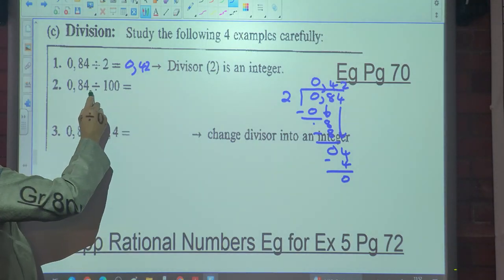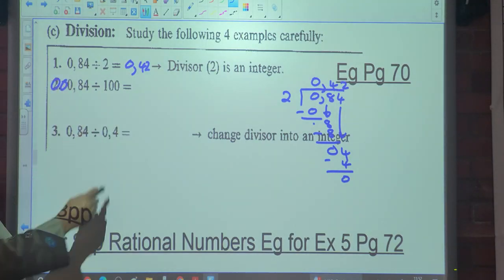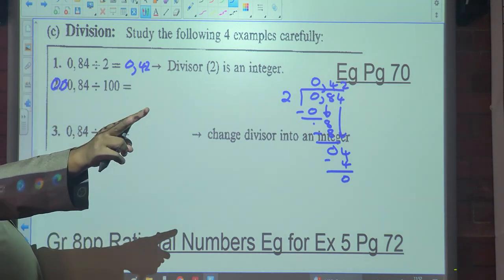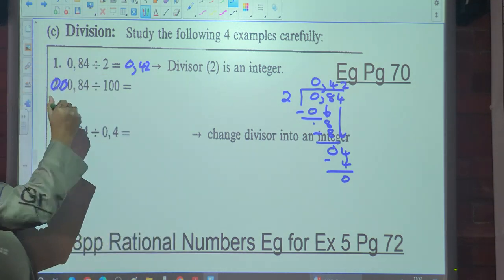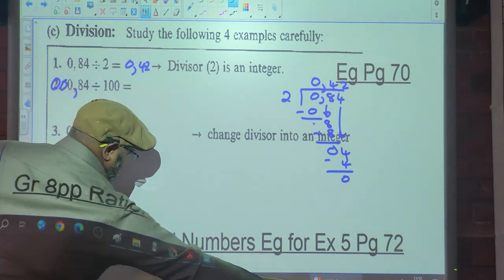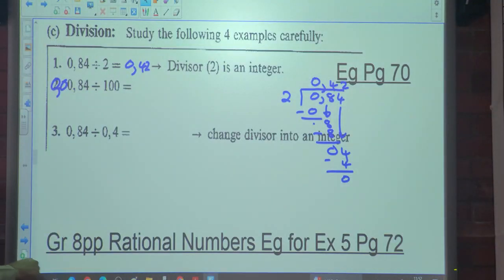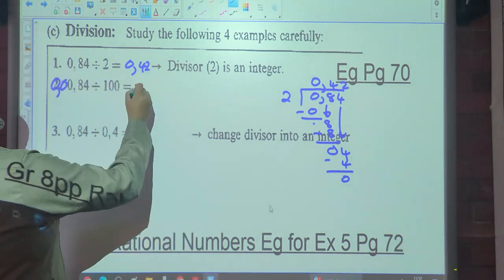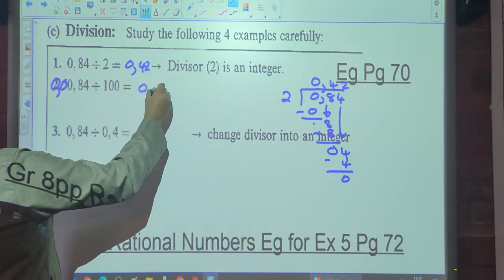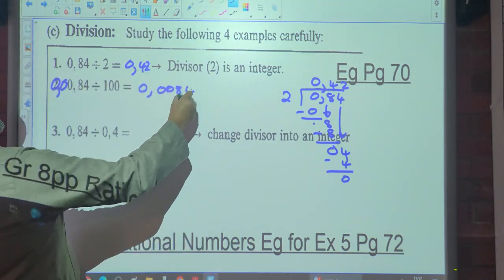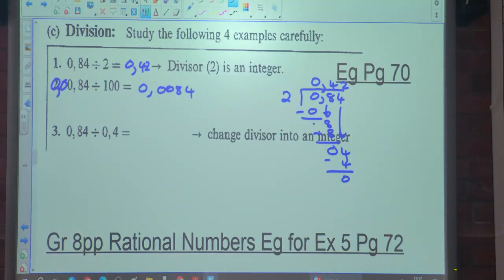Remember earlier on we said if you divide by 100, we're moving the comma how many digits? Twice to the left. So let's move it. Goes 1, 2. So that answer is simply 0,0084. Okay.